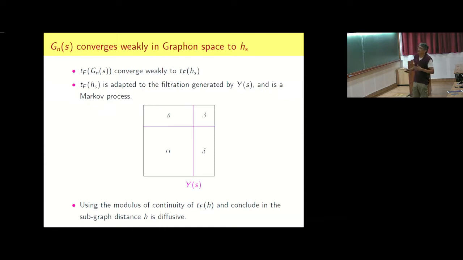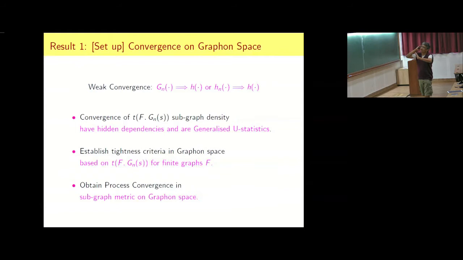So now here are the results. I'll state them in words. The first result is that you set up convergence on Graphon space. You identify when a sequence of graphs will go to your Graphon. So we luck out somehow. If you know subgraph densities converge, and you know there's not just tightness of the individual ones but joint tightness, then you get process convergence in Graphon space. That's one result we have.